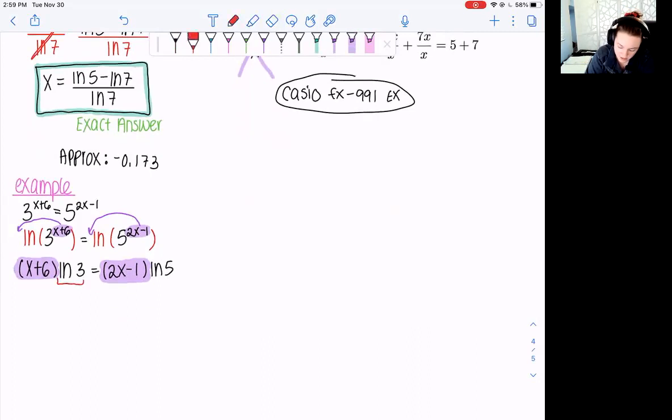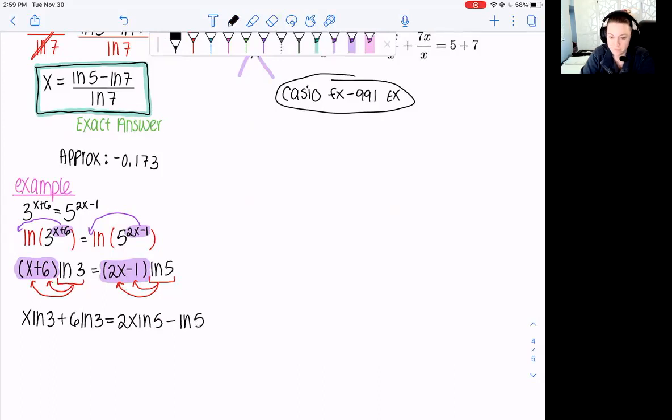On both sides, you are taking the ln and you are distributing it to all of the terms. So you have x ln 3 plus 6 ln 3 is equal to 2x ln 5 minus ln 5. I do suggest on these ones omitting, you'll notice I've omitted the parentheses on the ln. It makes it a lot faster if you only have a single number in there, you don't need the parentheses, so it makes it faster to omit those parentheses.